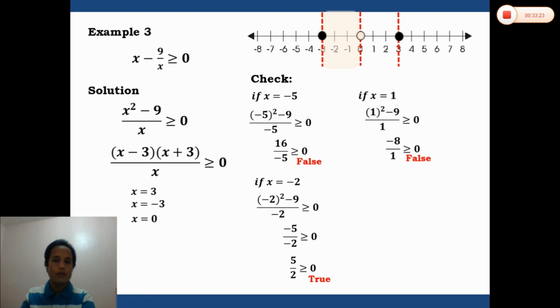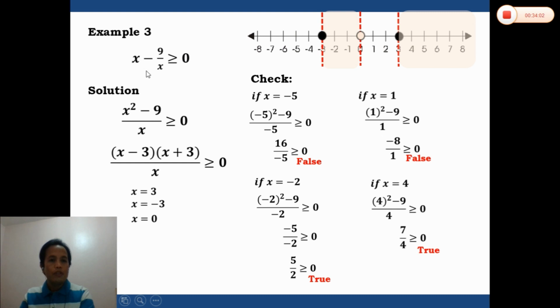Let's proceed to the fourth region. For example, we choose positive 4. Substitute in the inequality. So 4 squared minus 9 is 7. Then copy 4, greater than or equal to 0. So positive 7 over 4 is greater than 0. So this is a true statement. So if this is a true statement, all the rest of the values that can be found in this region until positive infinity will give us a true statement. So we will shade this region.